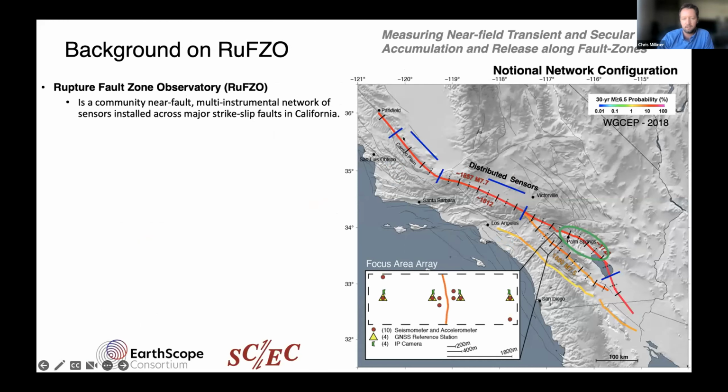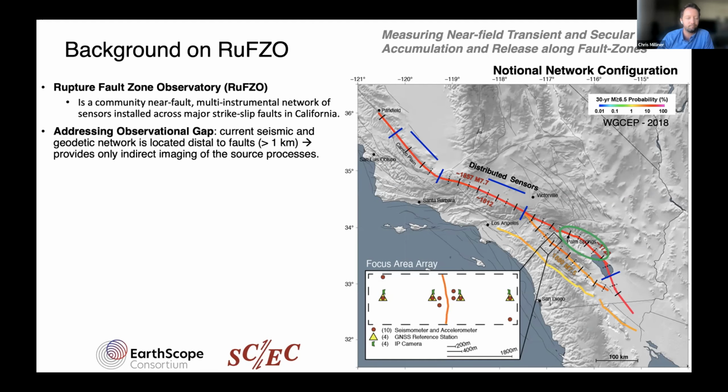So that's really just the San Andreas from Parkfield down almost to the US-Mexico border, and the San Jacinto fault is shown here. Although to note, this is really notional. This is still in development, and the main point of this session is to try and understand what you think the network design should look like.